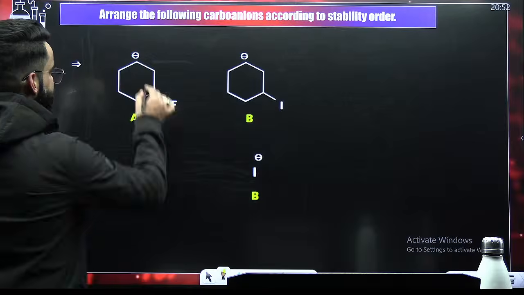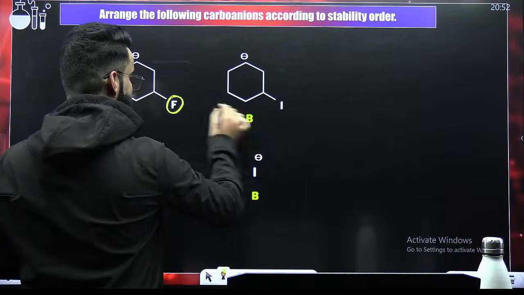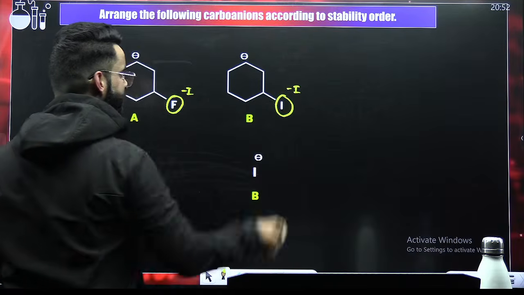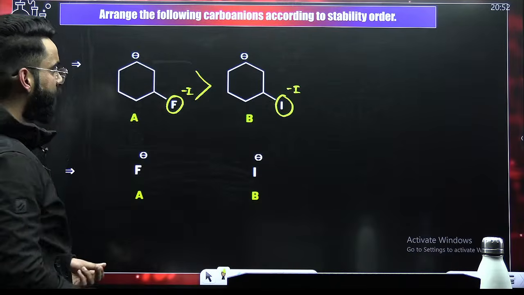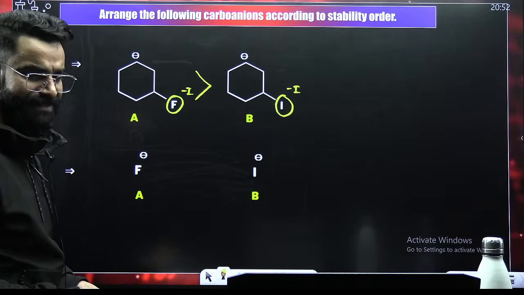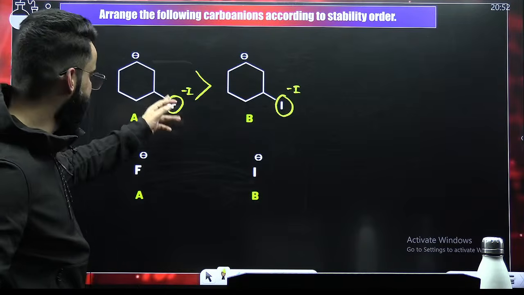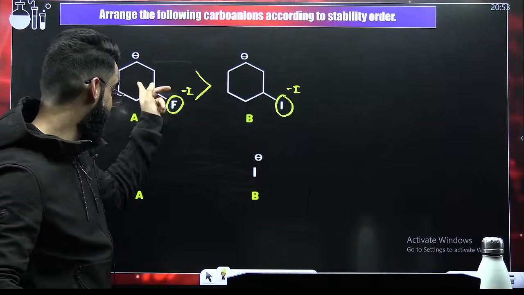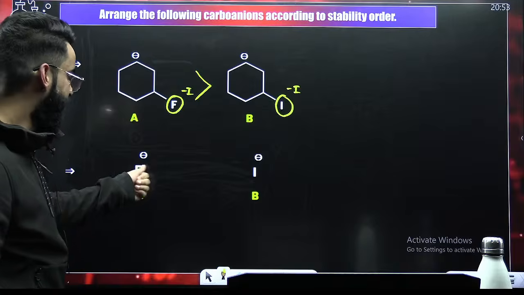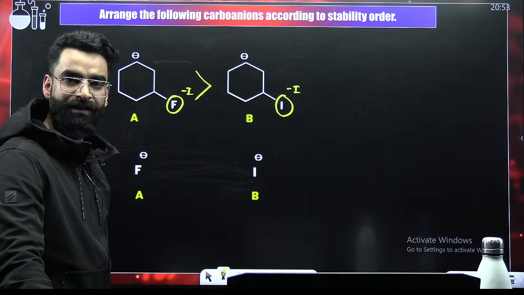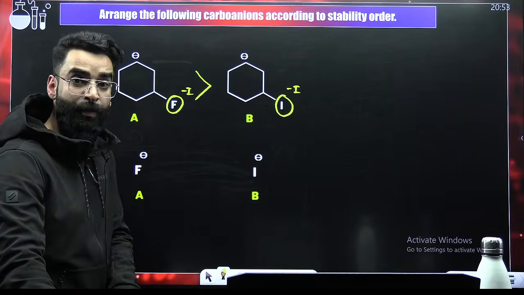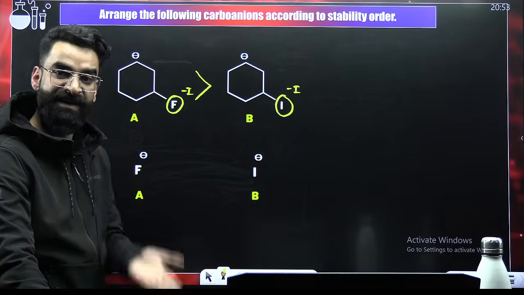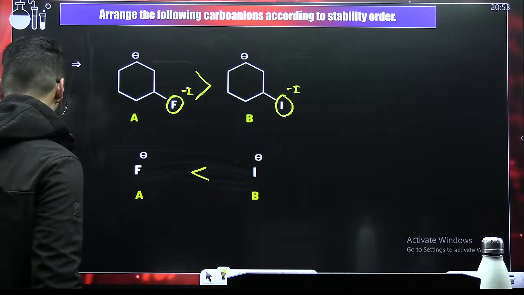Okay. Again, negative. Fluorine, electron withdrawing. But fluorine is more withdrawing than iodine, right? So electron withdrawing groups stabilize the carbanion. So this fluorine is more withdrawing, so it will stabilize this carbanion the maximum. So the stability of this one will be more than that of B. F negative, I negative. Where is the negative charge more stable? Fluorine and iodine belong to the same group, and in the group, VCD plays the role. More the size, lesser the VCD. Lesser the VCD, more the stability. Done. Understood.